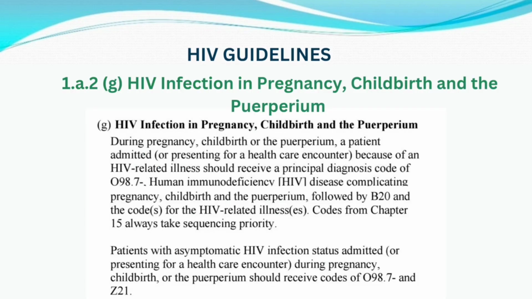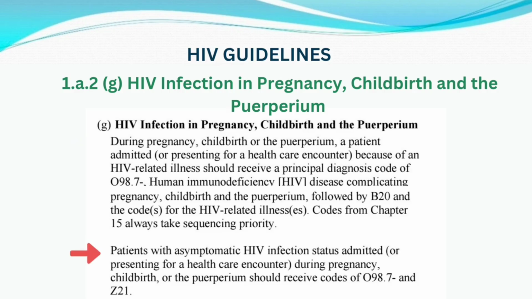Now, let's talk about what happens when HIV infection is coded during pregnancy, childbirth or the puerperium. This is a high priority area in coding because Chapter 15 pregnancy related codes always take sequencing priority. Let me read the guideline now. HIV infection in pregnancy, childbirth and the puerperium. During pregnancy, childbirth and puerperium, a patient admitted because of an HIV related illness should receive a principal diagnosis code of O98.7, human immunodeficiency disease complicating pregnancy, childbirth or puerperium, followed by the code B20 and the codes for the HIV related illnesses. Codes from Chapter 15 always take sequencing priority.